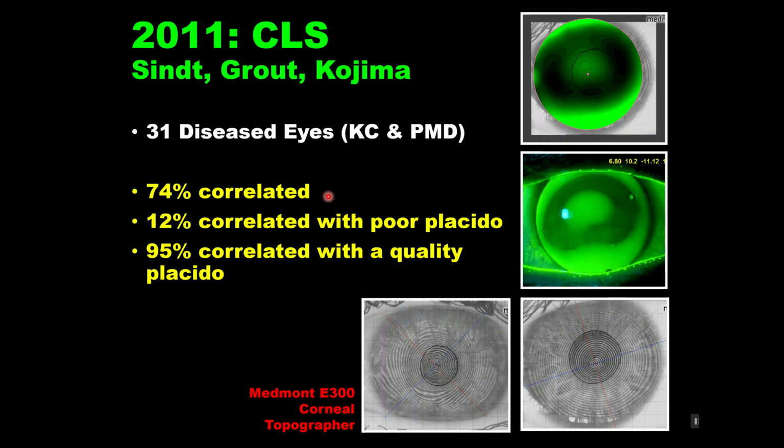And as the study that I showed you earlier indicated, if you have good Placido reflection, the Medmont contact lens software should predict the right initial lens 95% of the time. If you have poor Placido reflection, then expect that accuracy in choosing the initial lens to go down. So with good Placido reflection, we should have high confidence in that initial lens.